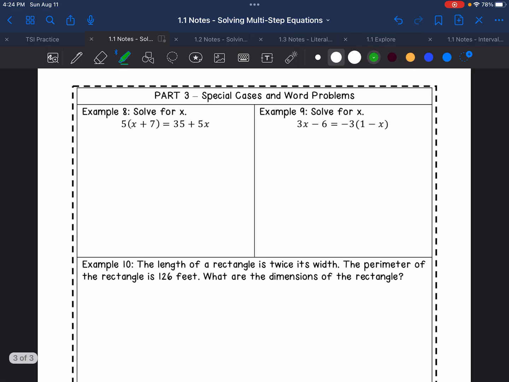All right, we are going to be looking at part 3 of the Solving Multi-Step Equations notes. We're going to look in this section at special cases. What happens when we are solving an equation and all of our x's cancel out? Like, what do we do there when we're only left with regular numbers, only left with constants? And then we're also going to look at some word problems and how we set up the equations for those.